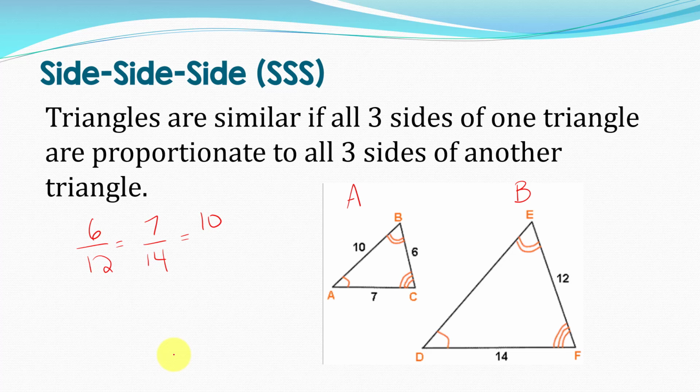Well, I know 6 over 12 is the same as 1/2. 7 over 14 is the same as 1/2. So 10 over what number would be 1/2? That's going to be 10 over 20. So I know this side would need to be 20 for these 2 to be proportionate and similar by side, side, side. 3 sides that are proportionate.